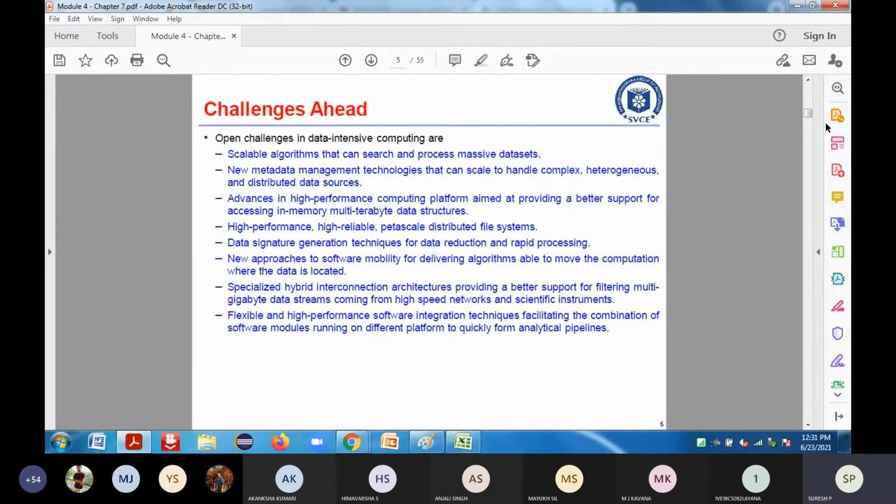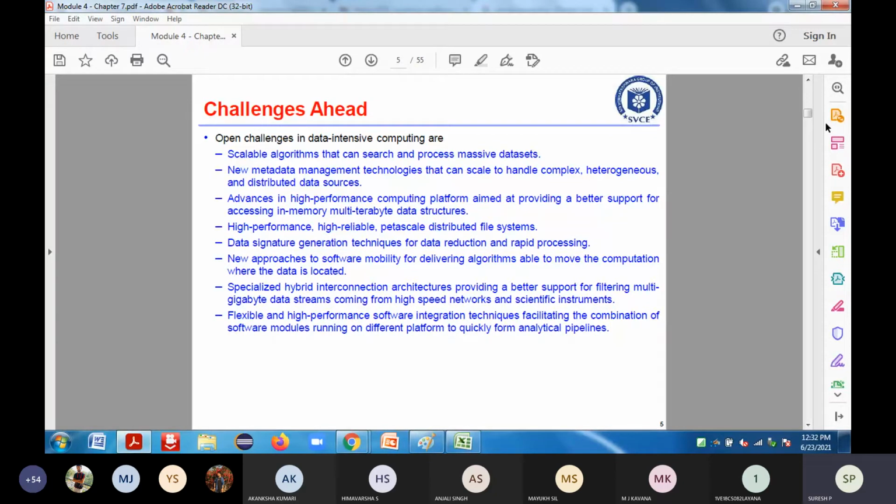So you have to have some new metadata technologies. New complex metadata management technology should be there that can scale to handle complex, heterogeneous, and distributed data sources. Whatever the new metadata management technologies are, they have to scale to handle complex, heterogeneous, and distributed data sources. So it should handle complex data sets and heterogeneous data sets. A heterogeneous data set is nothing but a data set that has different structures.